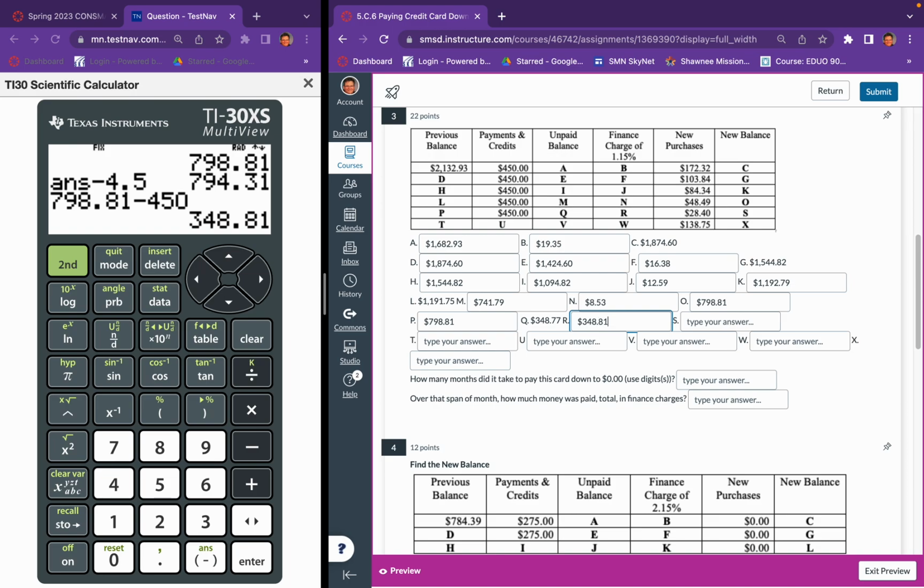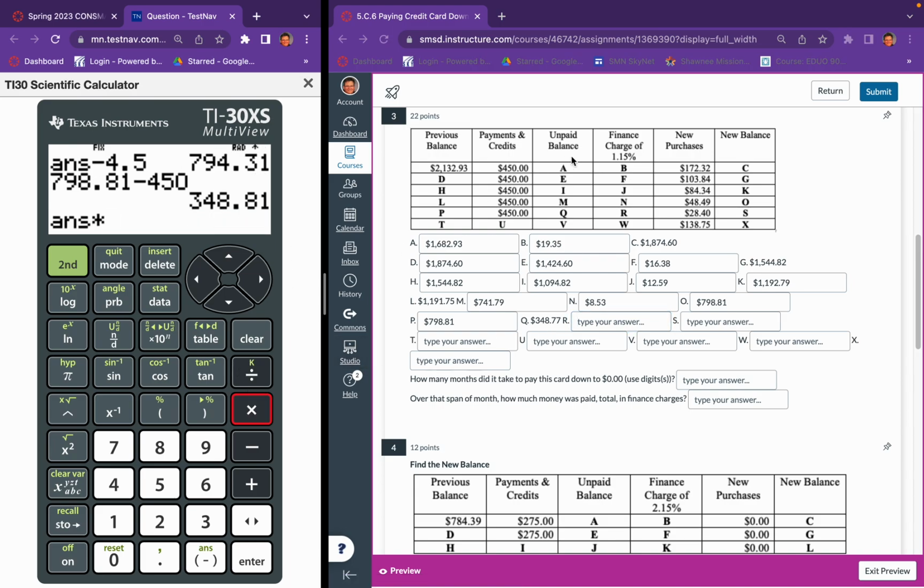$348.81. And that's R. Where's R? There. No. Oh, that's Q. My bad. That's Q. And then we're going to take that number and multiply it by 1.15%, and find out that they're charging us $4.01 because we didn't pay them back.